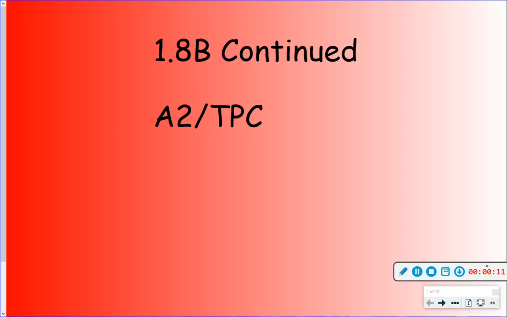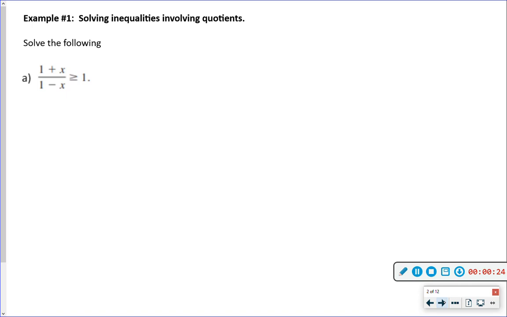Today we're going to do some that have quotients in them. So you have variables on the top and the bottom. Not extra hard, I just have to show you how to handle it. And then we're going to do some absolute value inequalities, which also I don't think are too bad either. So back to the number line, all that good stuff. Okay, solving inequalities with quotients.